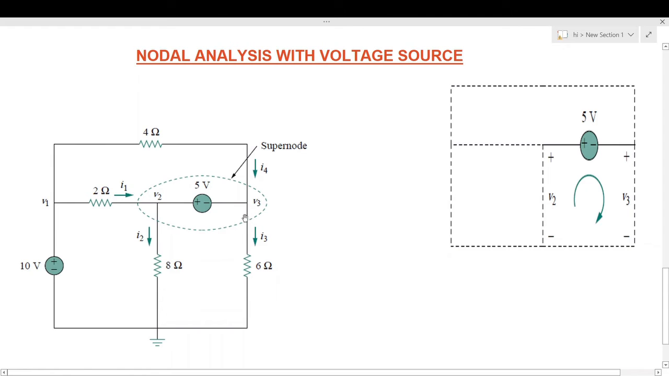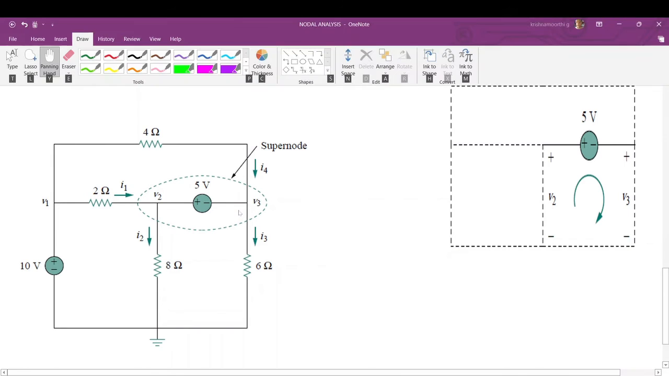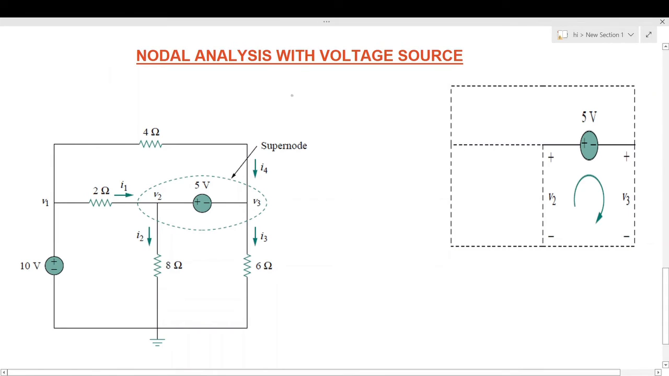In this circuit diagram, if we follow the steps, step 1 is marking of the nodes. This is node 0, this is node 1, this is node 2, and this is node 3. We have marked the nodes, and now we need to mark the node voltages. The voltage at node 0 will be V0, at node 1 will be V1, at node 2 will be V2, and at node 3 will be V3.